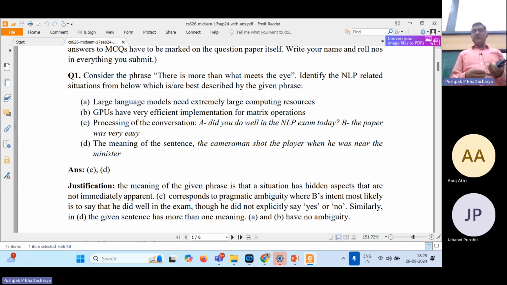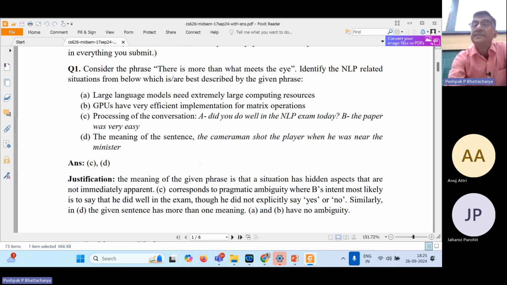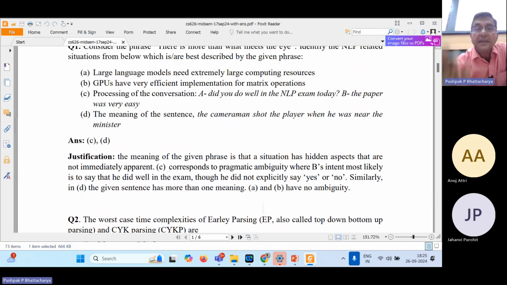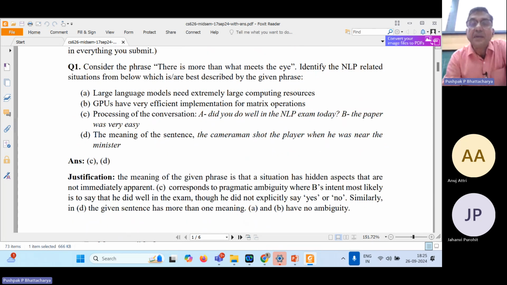So, there is more than what meets the eye. The answers are C and D. The justification is that the meaning of the given phrase, that is, there is more than what meets the eye, is that the situation has hidden aspects that are not immediately apparent. C corresponds to the pragmatic ambiguity, where B's intent most likely is to say he did well in the exam.